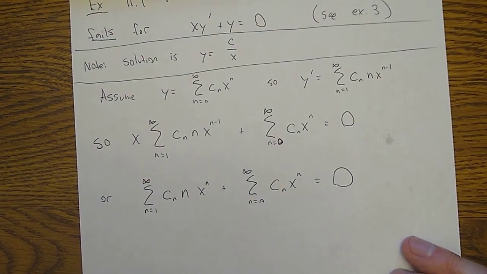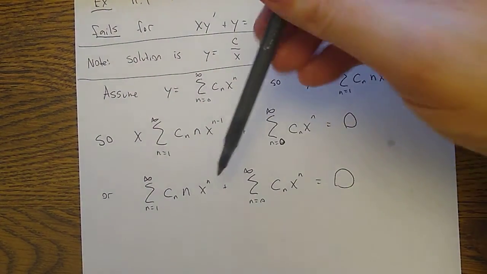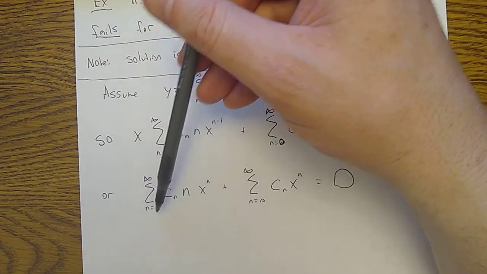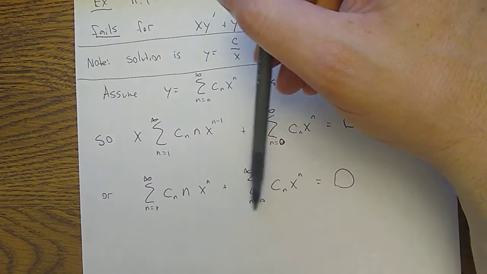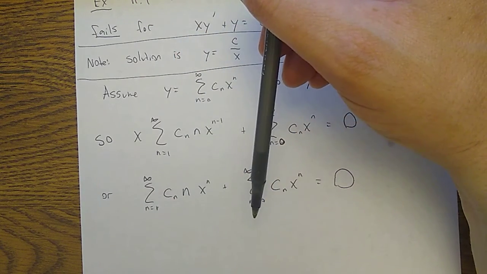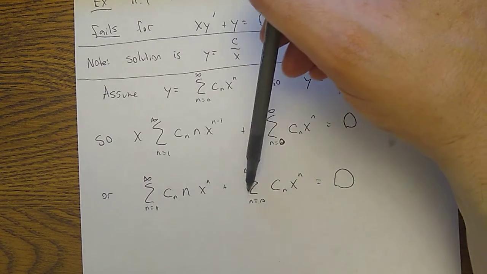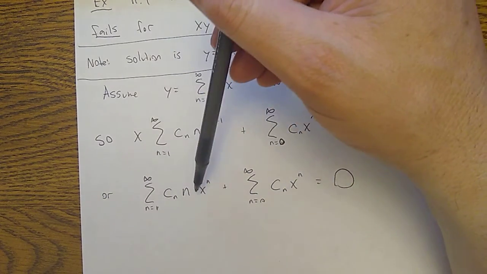And now I'm in a bit of a funny spot. I would like to combine these two series. And the powers of x are matching up, so I like that. However, the indices of summation are not. Like here, n is starting at 1, and it's starting at 0 here. Meaning that this has a term corresponding to n equals 0, whereas this one does not.